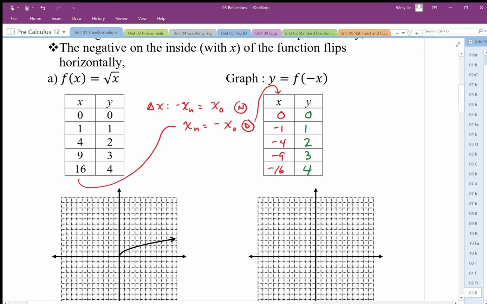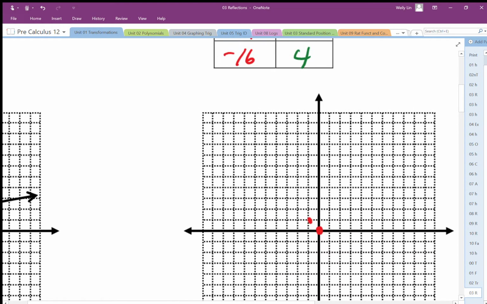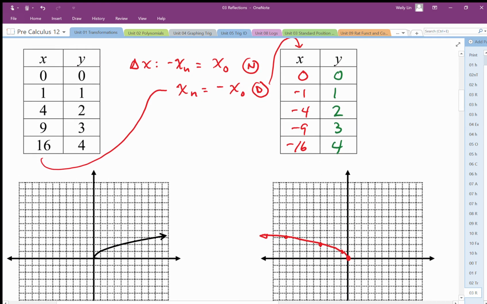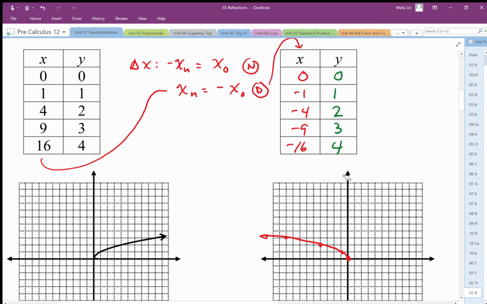And what ends up happening when I graph these points out is the coordinate that used to be over here at 1, 1 is now at negative 1, 1. The coordinate that was at 4 over, 2 up is now at negative 4 over, 2 up. And then at 9, 3 is now at negative 9, 3. Okay, so we end up with the exact same graph, but now it's been reflected horizontally. Instead of pointing to the right, it's pointing to the left. So it ends up being a horizontal flip across the y-axis.